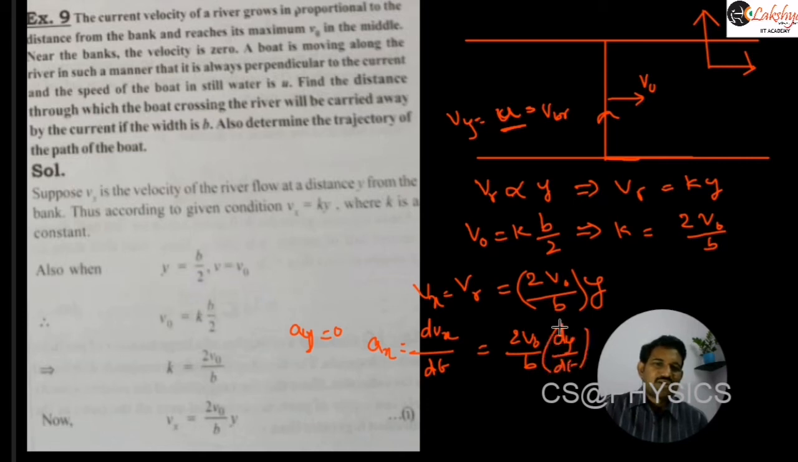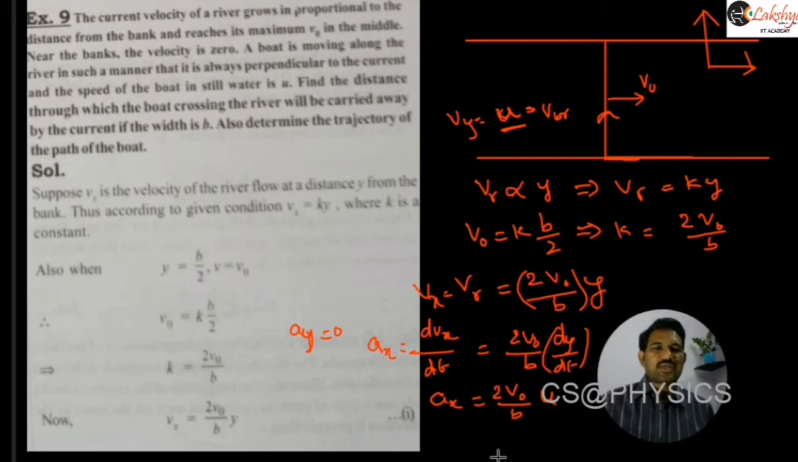Now this dy by dt is nothing but the velocity along the y direction, which is nothing but our u. Therefore the acceleration along the x direction you can write as 2v0 by b into u, got it? dy by dt is the velocity along the y direction. So the acceleration along the x direction is non-zero and it is a constant value.